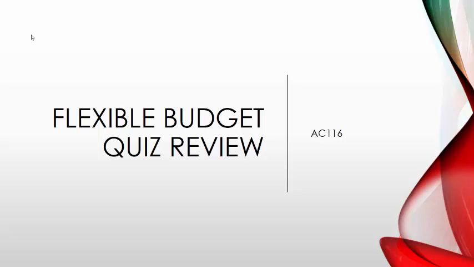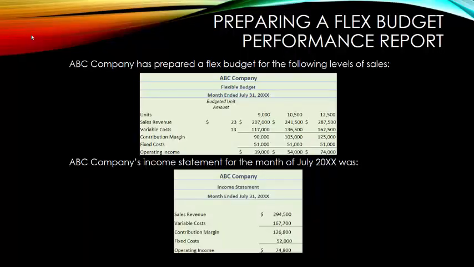Hello everyone, here is the quiz review video for flexible budgets and the flexible budget performance report. It is chapter 23 in Pearson. In order to do a flex budget performance report, you are going to need two things of great importance: the level of production and therefore the associated revenues and costs that you budgeted for at the beginning of the period, and what your actual results were.